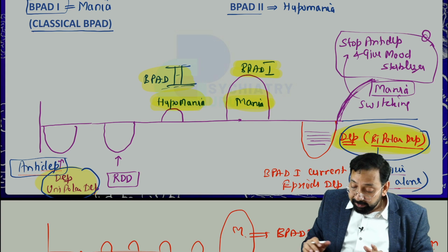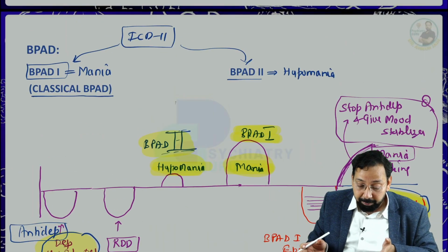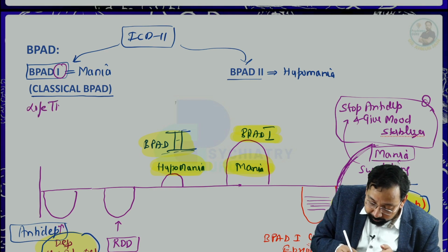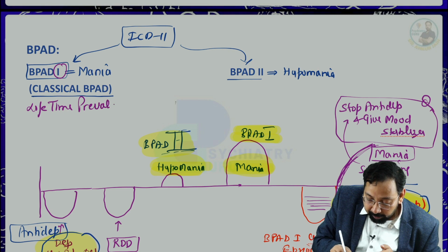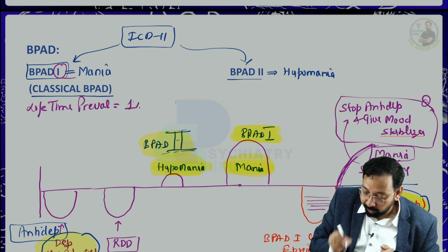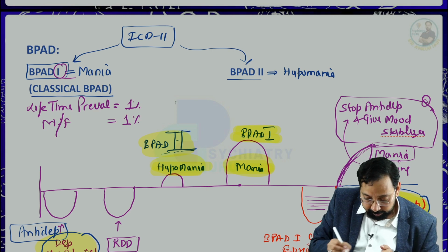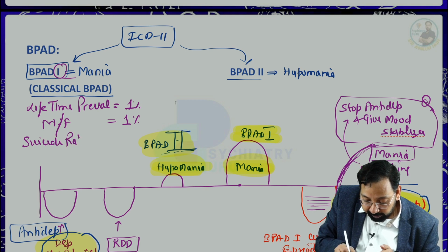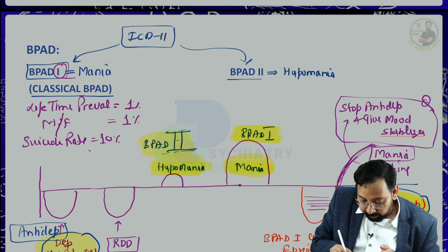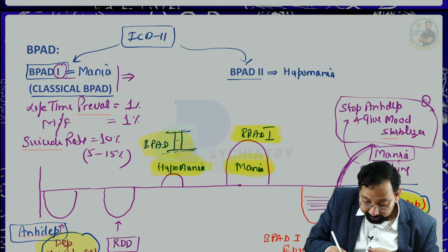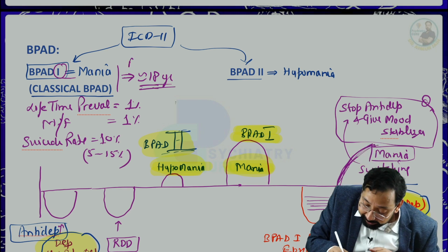Got the point? A recently asked question in INICET was about the prevalence of BPAD1. BPAD1 lifetime prevalence is 1%. Male female ratio is equal. Suicide rate is 10%, actually 5 to 15%. And the common age of BPAD1 is around 18 years, just like schizophrenia, adolescent and young adult.